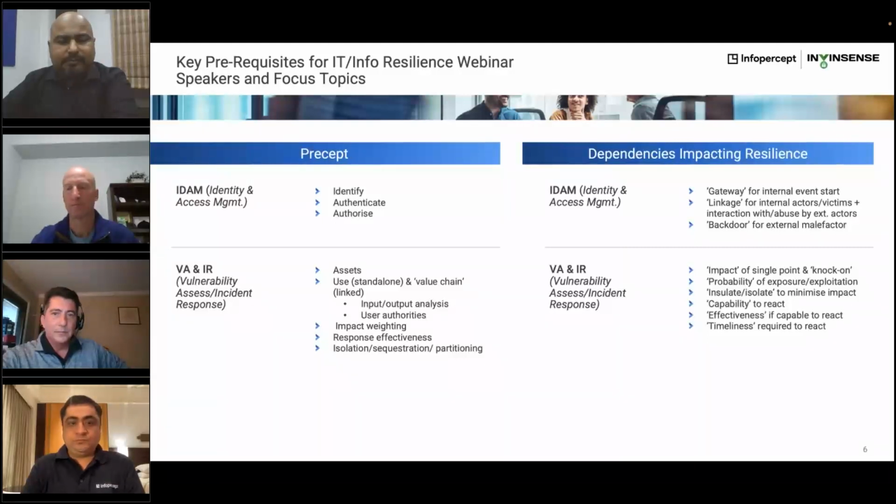Secondly, the other key precept that we'll be focused on today with the external speakers, and Keith Gregorio will focus on this, is the second one on the left-hand side, vulnerability assessment and incident response. Keith will walk us through a tabletop exercise that he and colleagues of his at Light and Wonder composed and walked their organization through recently.